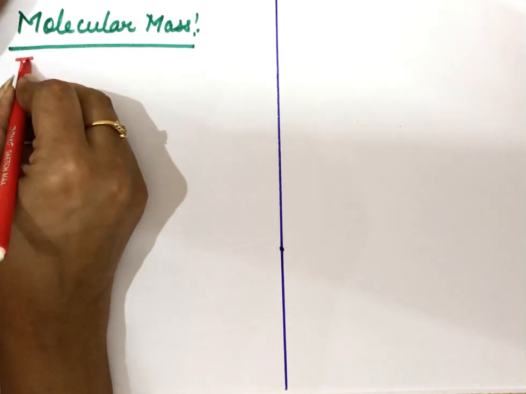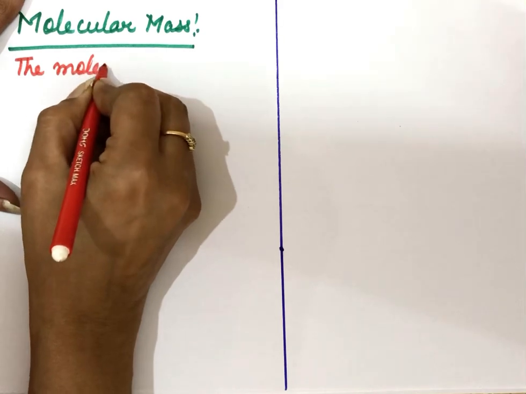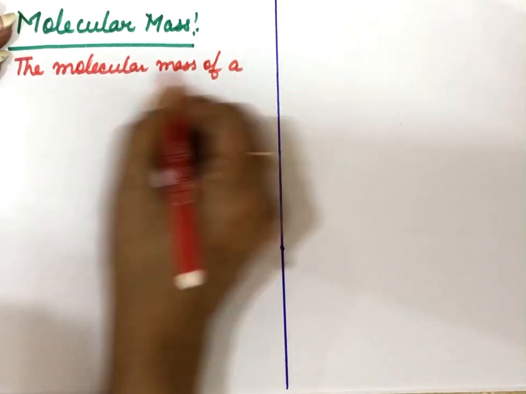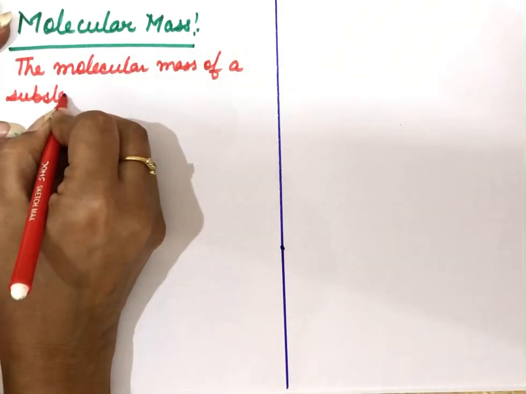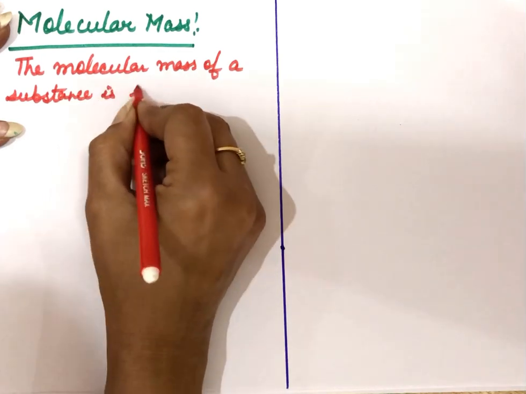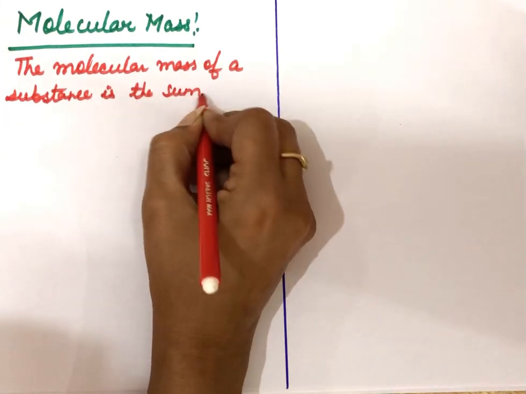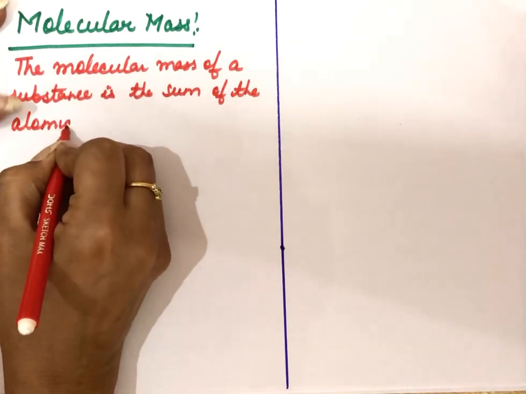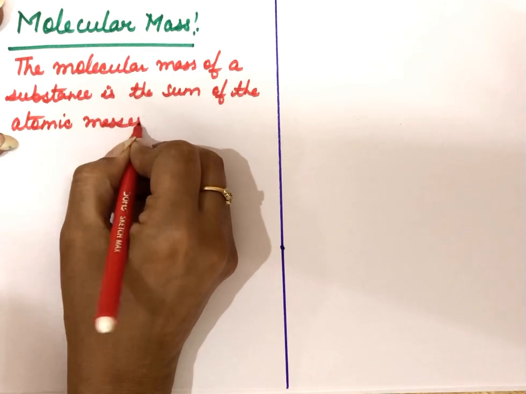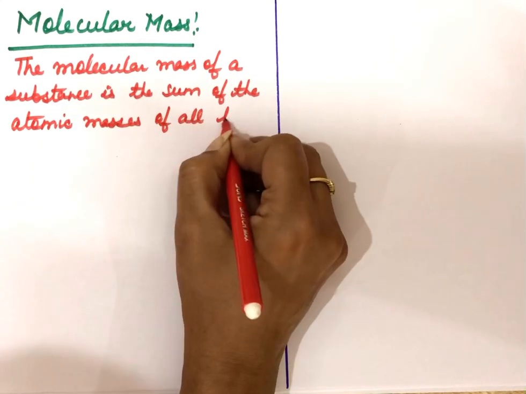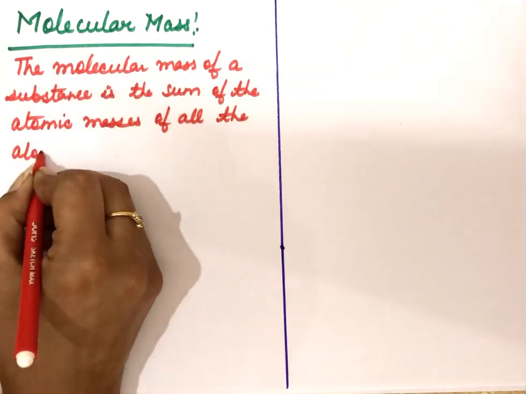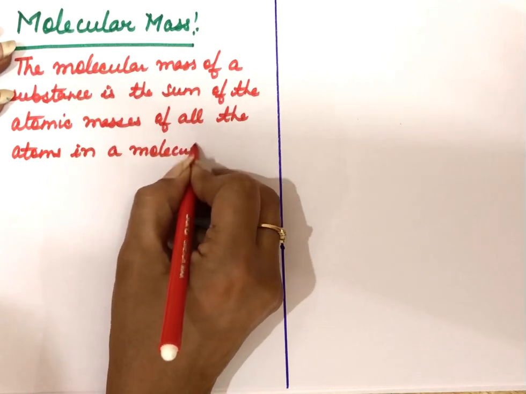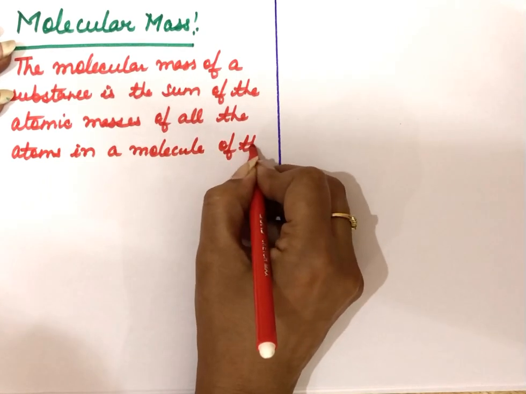So, the molecular mass of a substance is the sum of the atomic masses of all the atoms in a molecule of that substance.